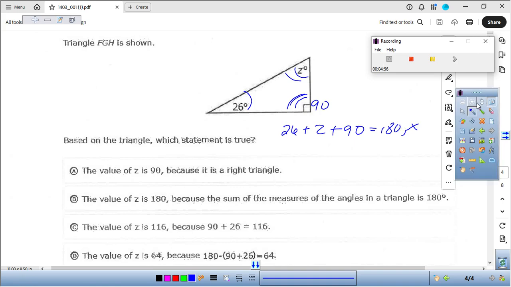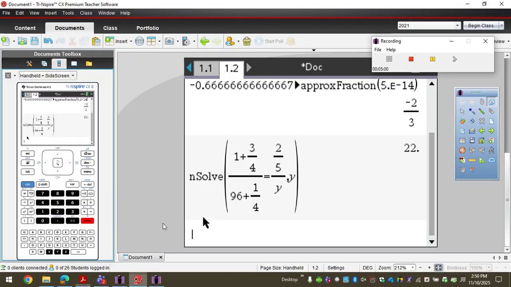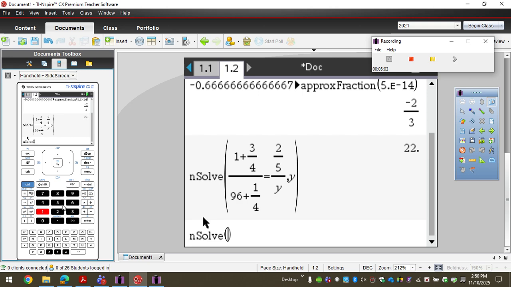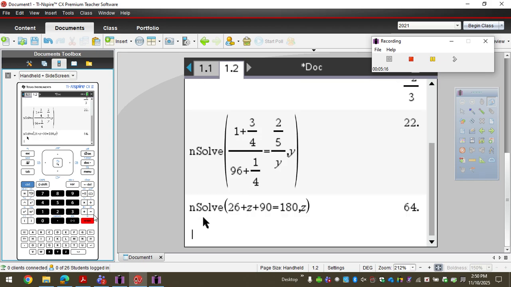Again, menu 3, 1, 26 plus z plus 90 equals 180, and then comma z, enter, and then you get 64. Now we just double check that all the right numbers, 26, here's what it works out.